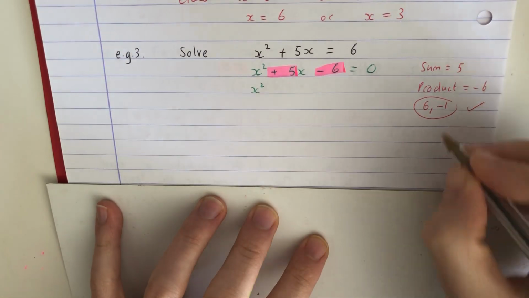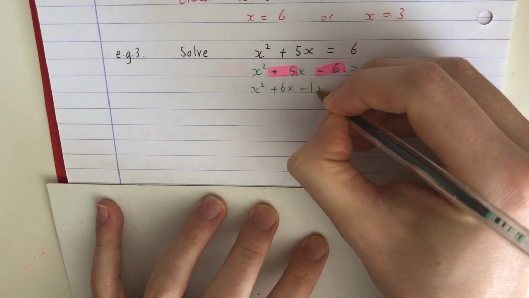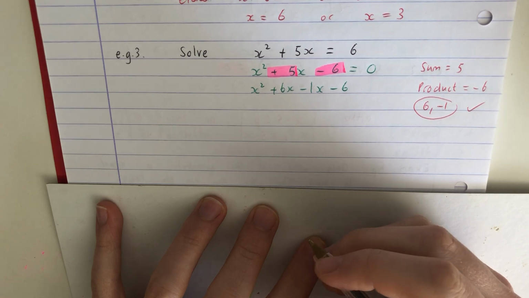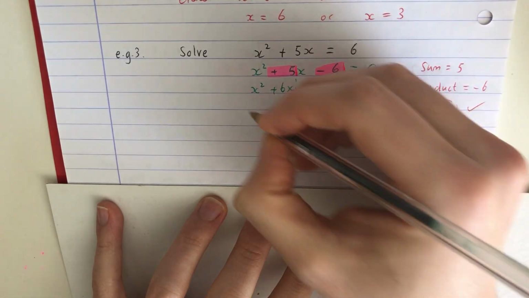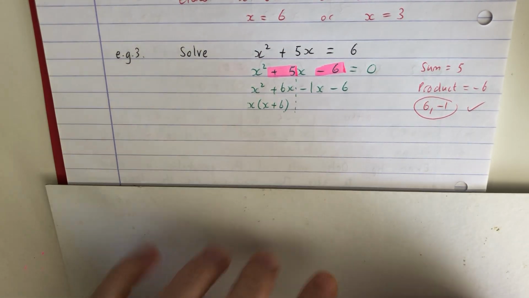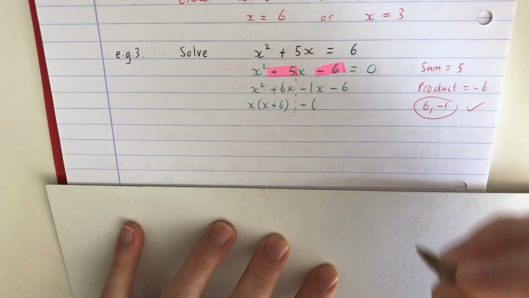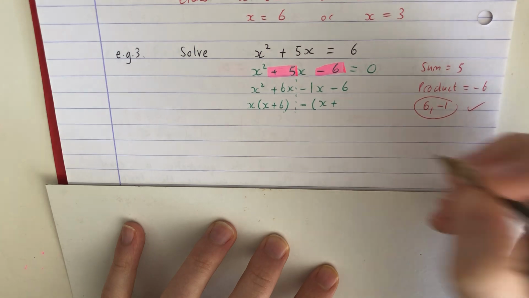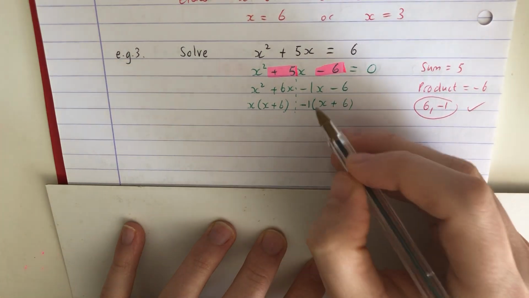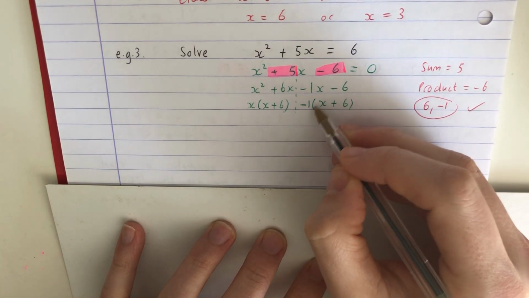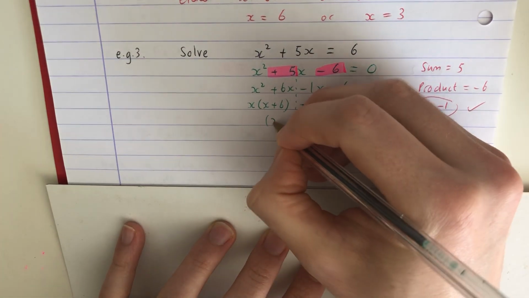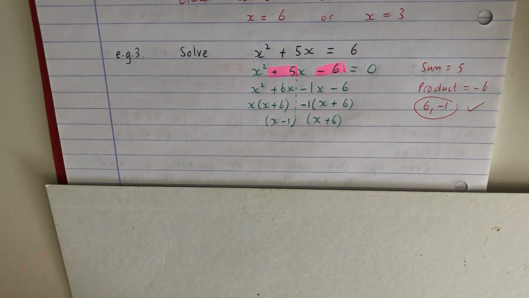6 and minus 1 to get x squared plus 6x minus 1x minus 6, and then factorize the first two terms by themselves. x brackets x plus 6, minus, and if you do this one, probably minus 1 is better, minus 1 brackets x plus 6, because the common factor is a 1 between these. And then x plus 6 is the second bracket, x minus 1 is the first bracket, and that's the factorizing done.